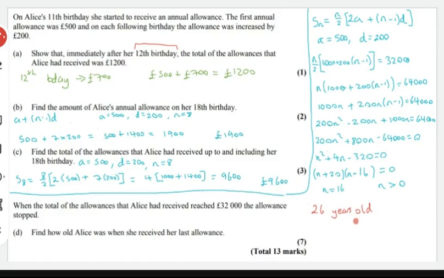Which formula would we put it in? Is it just the SN formula? Yeah, but you wouldn't put in 26 though. 16. Yeah. And then, if we put 16 into that one, then it would just show us 32,000. Okay, yeah, that would make sense. Okay, so it's quite a bit for 7 marks. Yeah, because it's arithmetic to solve.